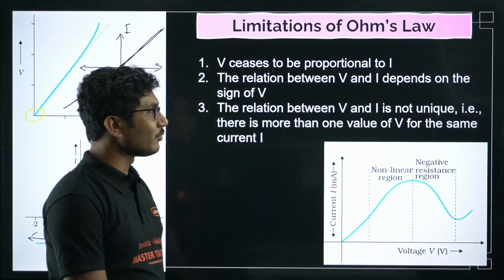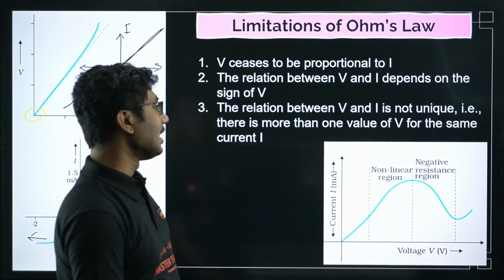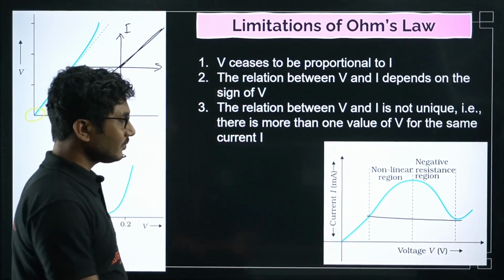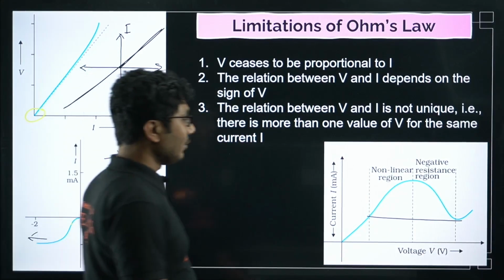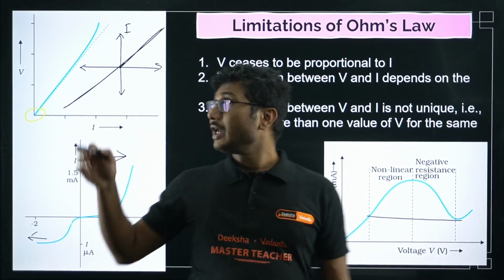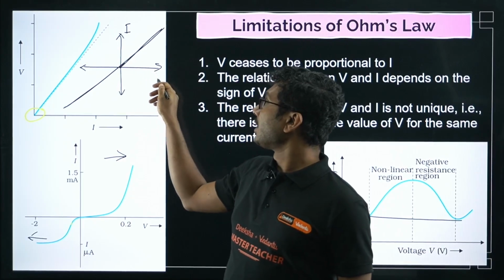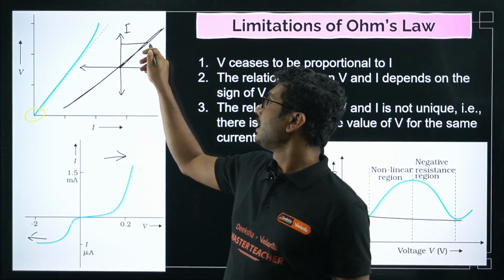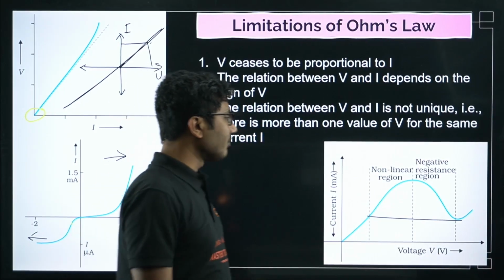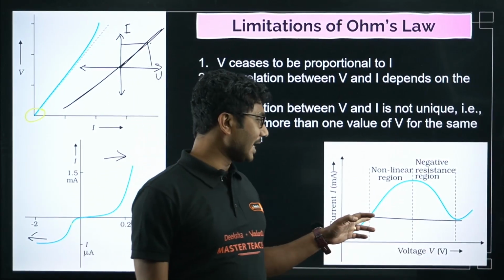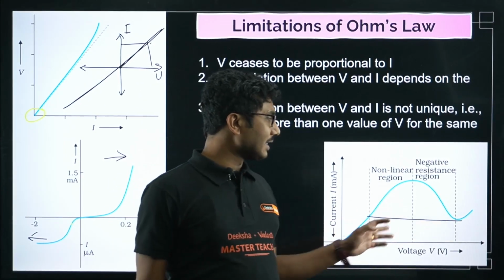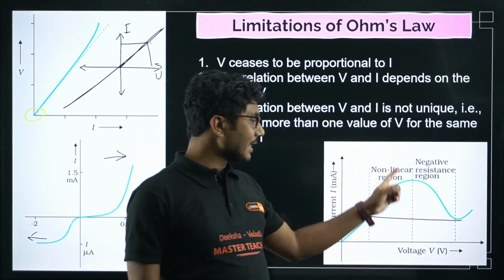That is, there is more than one value of V for the same current I. So this is a case where you get two values of V, that is, it is not single. V and I are not unique. In this case, for each value of V you are getting a unique value of I, or for each value of I you get a unique value of V. But in this case, if you consider voltage changing and plot this graph, you see that for a single I you are getting two different V's. So two different V can give you the same I, except at one point.